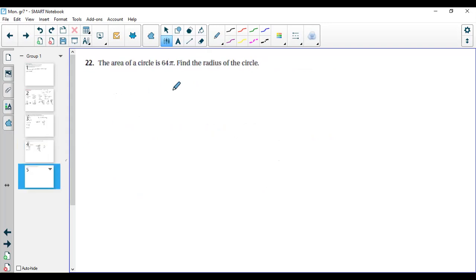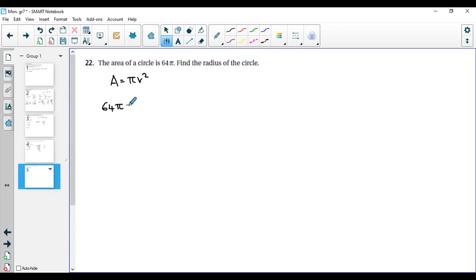Let's do one last question. The area of a circle is 64 pi. Find the radius of the circle. So they have given us the area. Area is going to be pi r square. So the area they said is 64 pi.